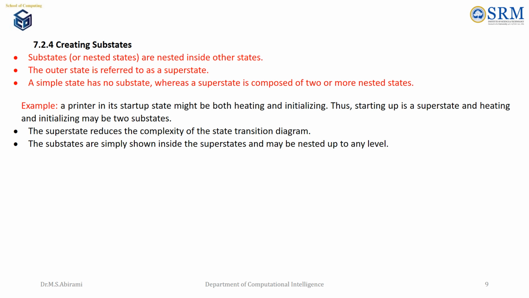The next one is creating substates. Substates are nested states, nested inside other states. The outer state is referred to as a superstate. A simple state has no substate, whereas a superstate is composed of two or more nested states. For example, a printer in its startup state might be both heating and initializing. The starting up is a superstate, and heating and initializing may be two substates. The superstate reduces the complexity of the state transition diagram. The substates are simply shown inside the superstates and may be nested to any level.